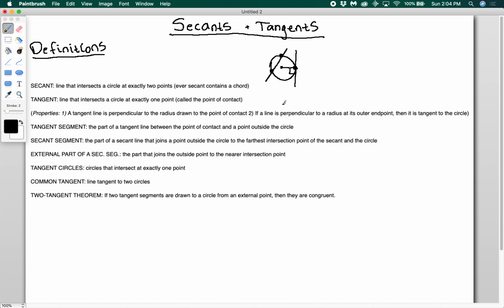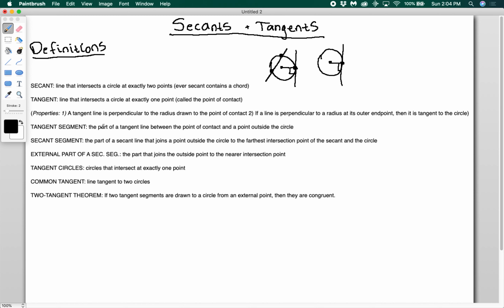2, if a line is perpendicular to a radius at its outer endpoint, then it is tangent to the circle. And this is just kind of going the other direction. So if I say, hey, here's a radius, here's a line, look, these are perpendicular. That means this must be tangent to the circle at the point where the radius hits the circle, okay?